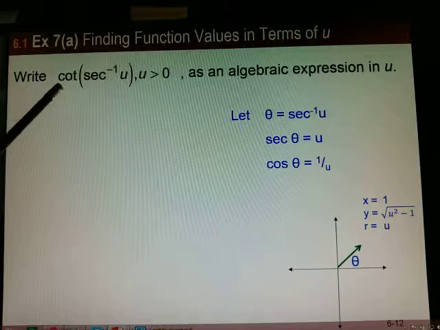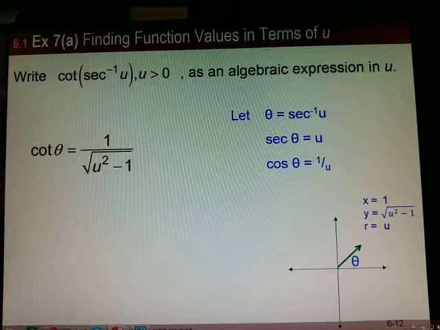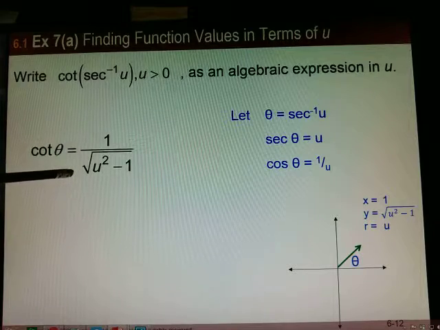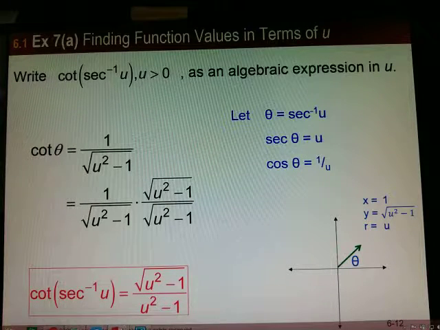Now we're asked to find the cotangent of this angle that we just drew a picture of. So I want the cotangent of that angle, and the cotangent would be the x value over the y value. Can't leave the square root in the denominator, so we would multiply top and bottom by the square root of u squared minus 1. So the numerator just stays the square root of that. The denominator is now just u squared minus 1.